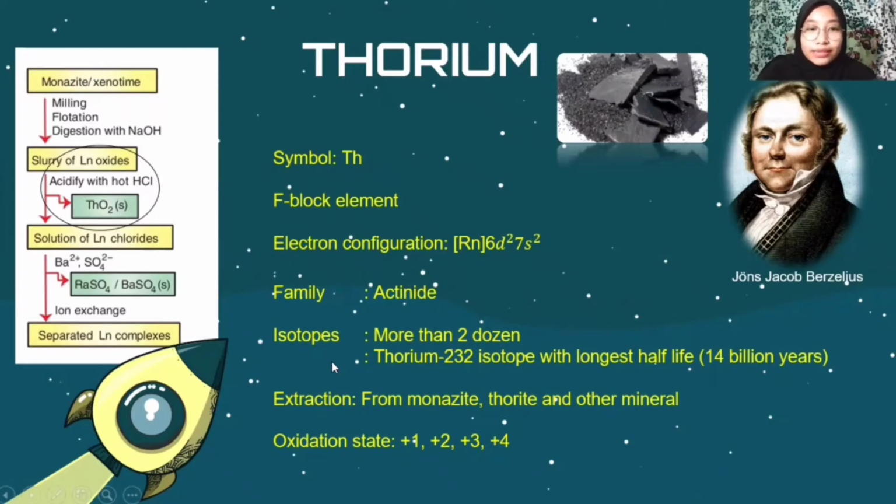Next, thorium is extracted from mineral ores such as monazite, thorite, and other minerals. So here I show the flow of extraction of thorium. First, from monazite, it will be converted into thorium dioxide. Then the thorium dioxide will later be heated with calcium and produce the free element. Thorium also has 4 oxidation states, which are oxidation state 1, 2, 3, and 4.